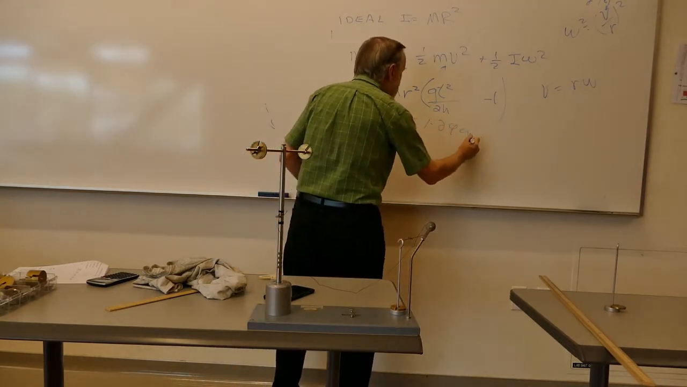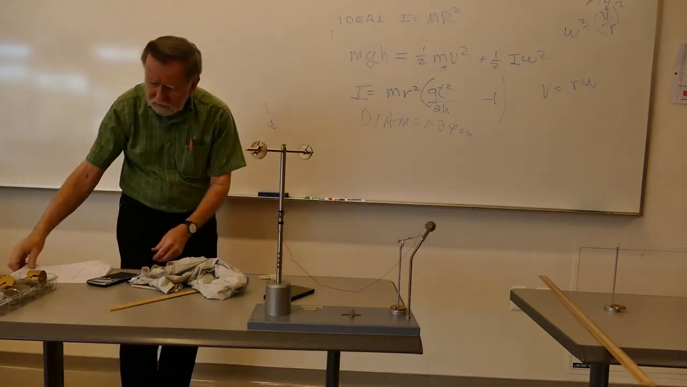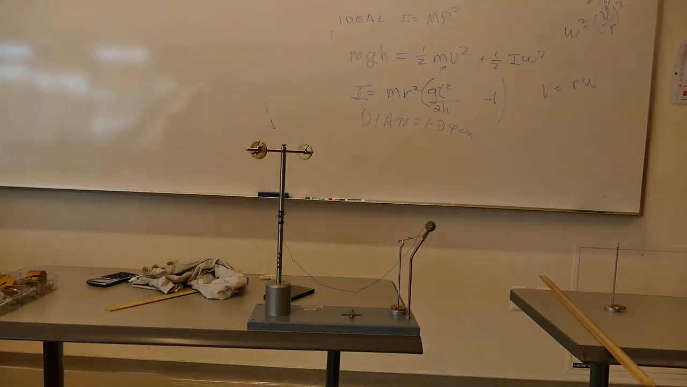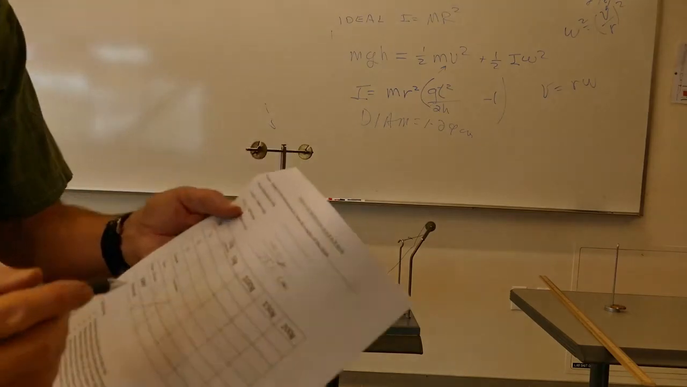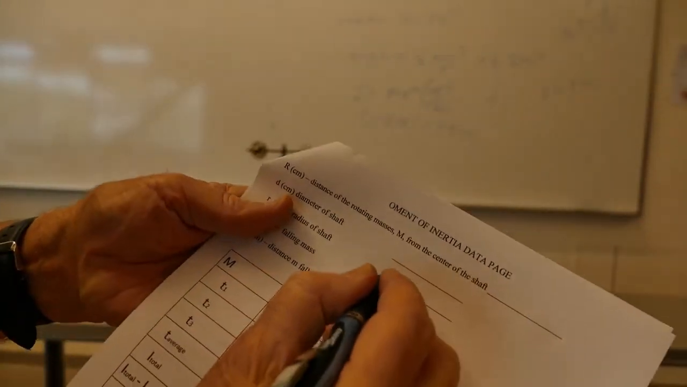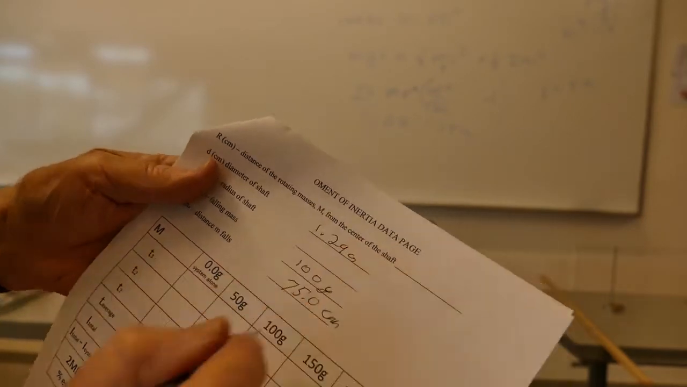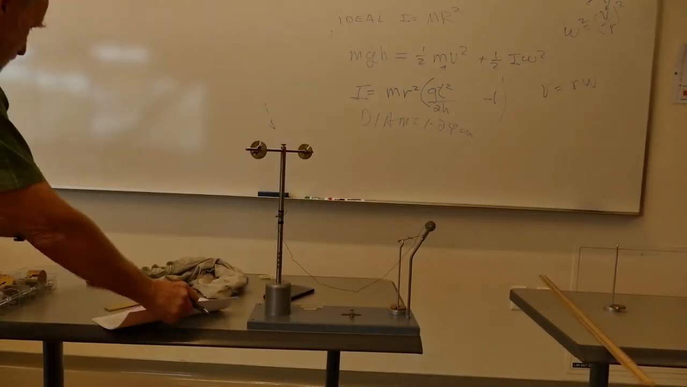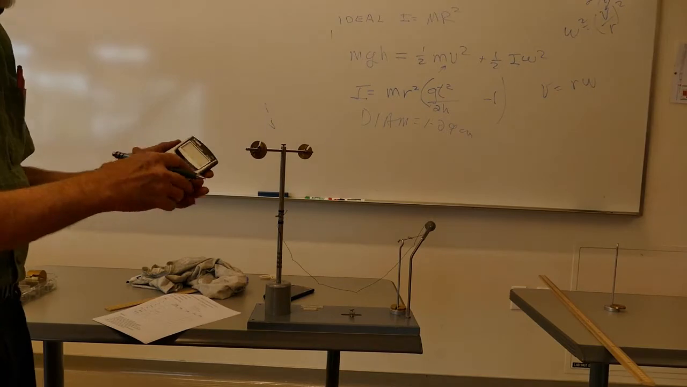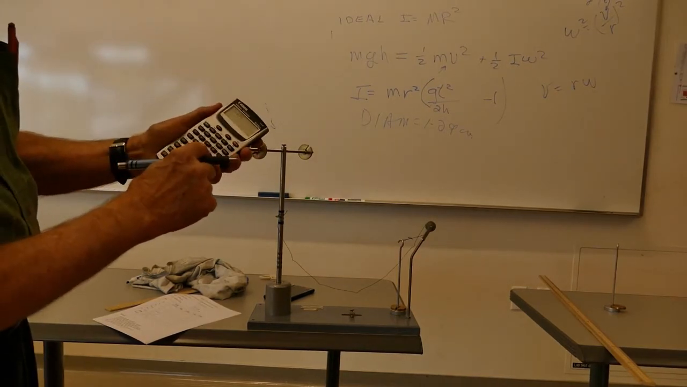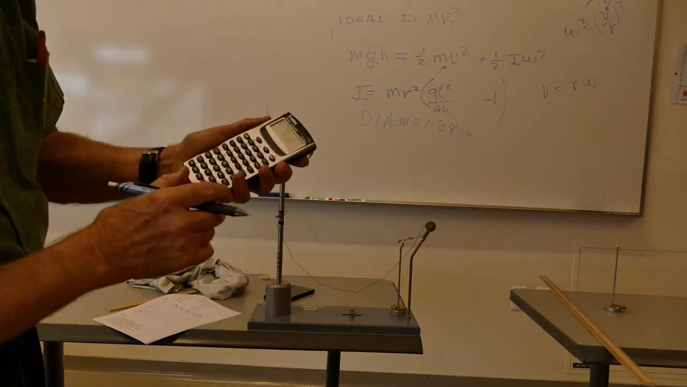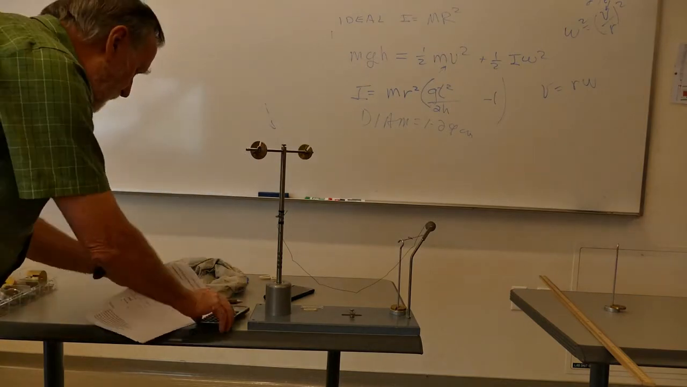1.29 centimeters. So you can write that. There's a space for that on your data page. It says diameter of the shaft, 1.29 centimeters. So the radius will just be half of that. So we'll just divide 1.29 by 2, and we get 0.645.